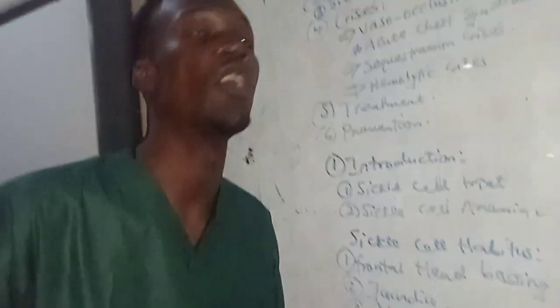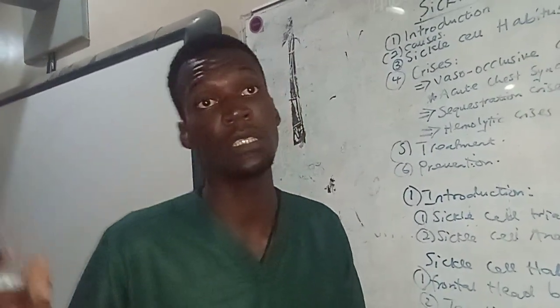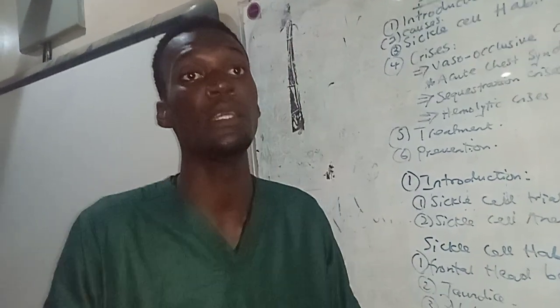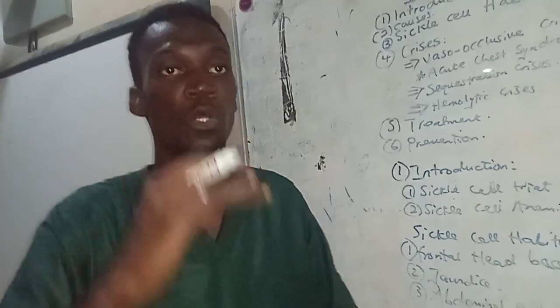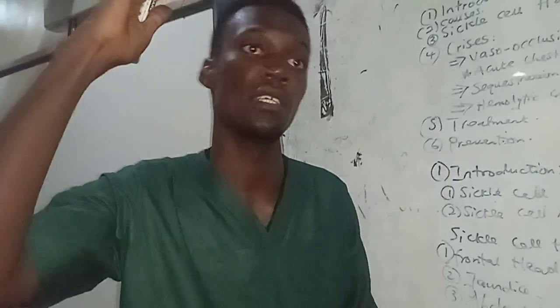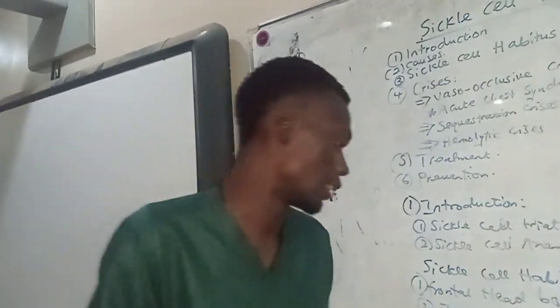Hypoxia means low oxygen. So if you are staying in a storey building, and you have a sickle cell patient in your house, always make sure that they stay at the ground floor. Because hypoxia, the higher you go, the more the low oxygen tension. So when the person stays above, there will be low oxygen tension and it can precipitate the crisis.